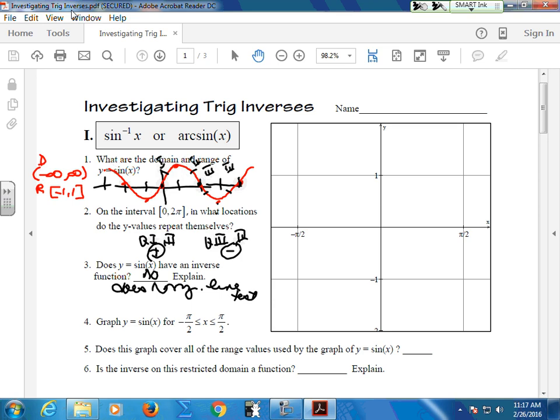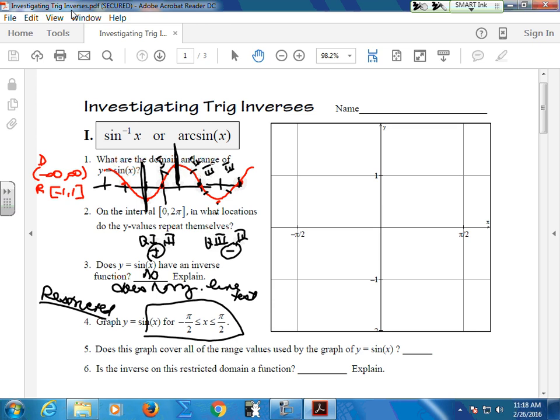Okay? So now, look what they're asking you to do. They're asking you to graph this from negative pi over 2, negative 90, to positive 90. Because what does that do? This is where it fails the horizontal line test. This is where, and write this down, it is restricted.